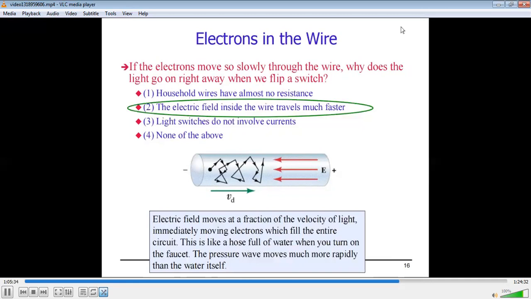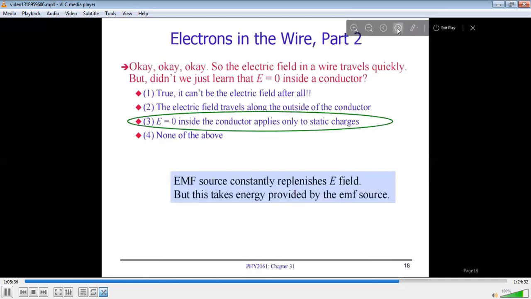Electrons in the wire, part 2. Okay, so the electric field in the wire travels quickly, but didn't we just learn that the electric field, that means E, will be 0 inside a conductor? So true, it can't be traveling inside; the electric field travels along outside the conductor, and E equals 0 inside the conductor applies. The EMF source constantly replenishes the electric field, but this takes energy provided by the EMF source. So E equals 0 inside the conductor.